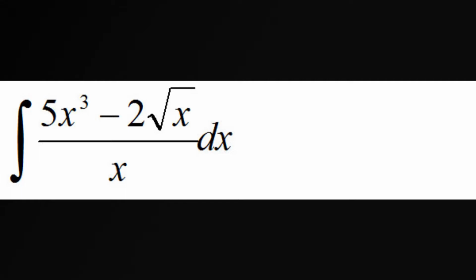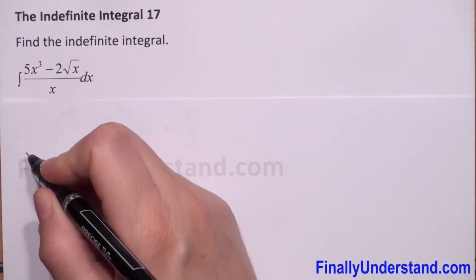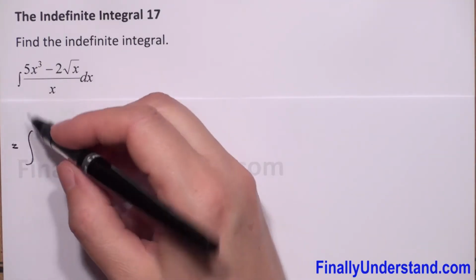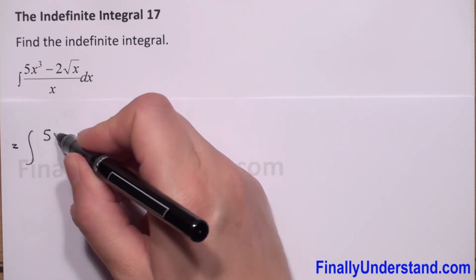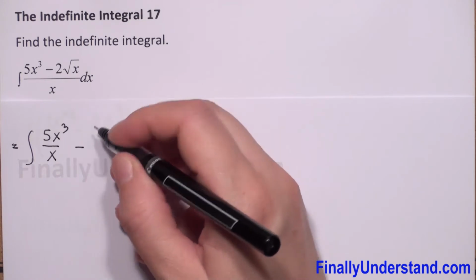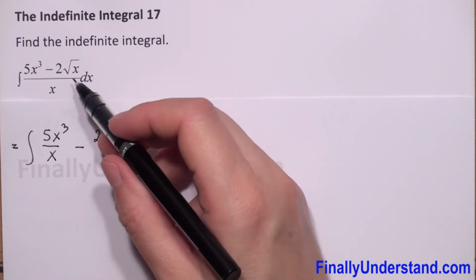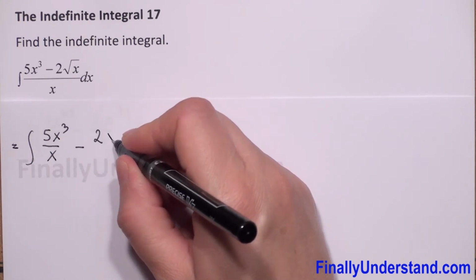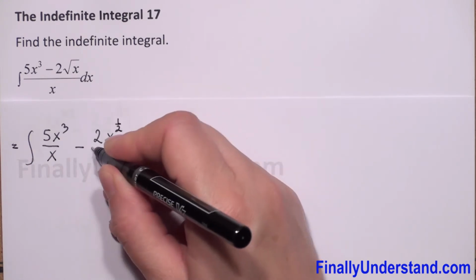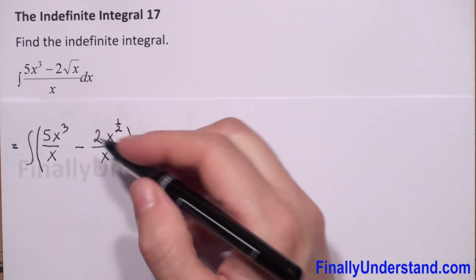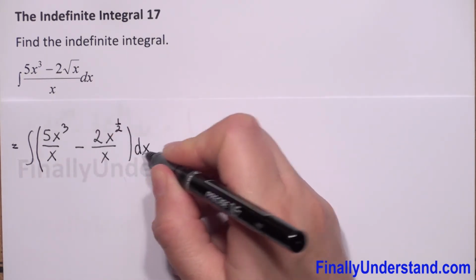First, I will simplify the given function. So we will copy the integral symbol. We have the integral of 5 times x cubed over x minus 2 times square root. We will change the square root to power form, so it will be x to the 1/2 power over x. Our integral is with respect to x.